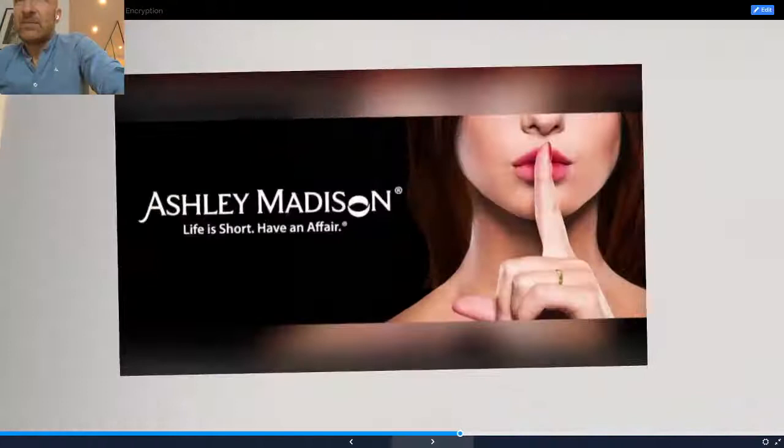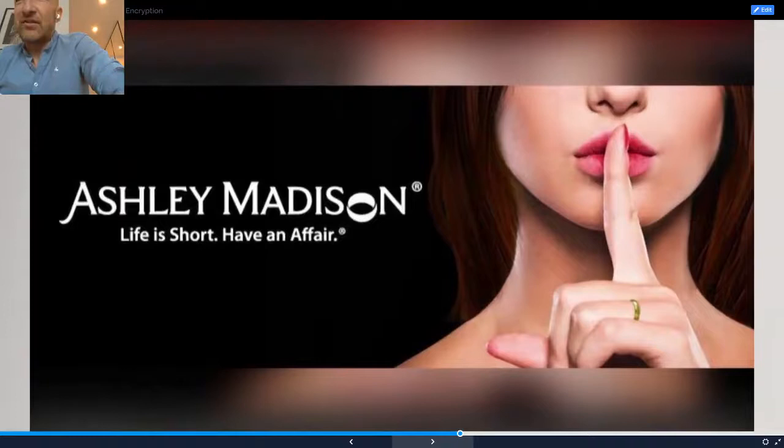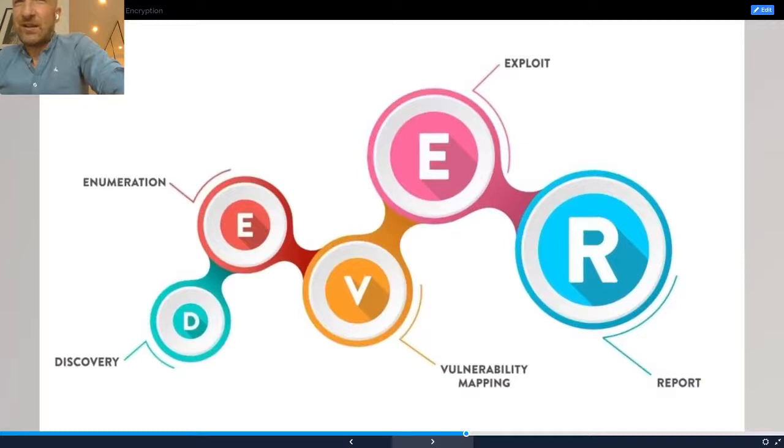Ashley Madison is a website to allow you to conduct affairs. This was a big breach a number of years ago. You can imagine if your email address was in Ashley Madison, you wouldn't want someone to find out. So when it comes to attacks, there's a well-proven process: discovery, enumeration, vulnerability mapping, and exploit, and then report. This is how we do it. We look for targets, we enumerate them, we do the vulnerability map, and then we exploit. And if you're a pen tester, you do a report.